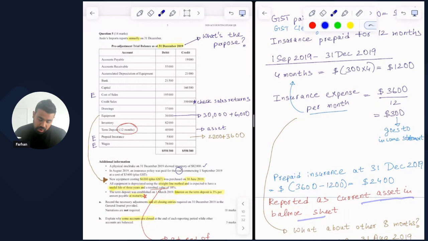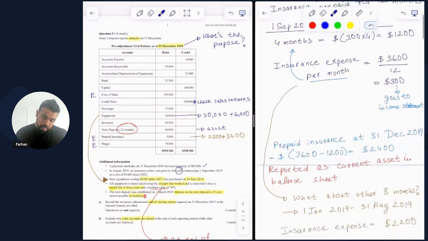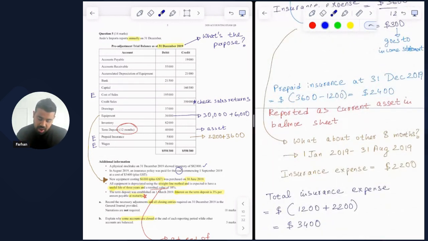Okay. Now, if you check the prepaid insurance within the pre-adjustment trial balance, it's given as $5,800 in total. And you can see that $5,800 has been broken down into $2,200 plus an additional $3,600. The $3,600 refers to the insurance that was prepaid in August and which started 1 September 2019. But prior to that, we have $2,200 worth of prepaid insurance, which would have covered the first 8 months in the financial year 2019, which is starting 1 January 2019 and ending 31 August 2019, right?